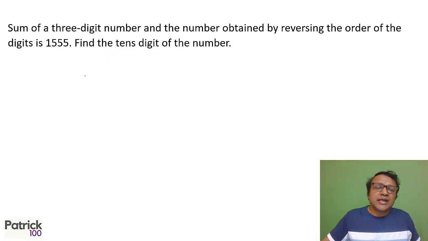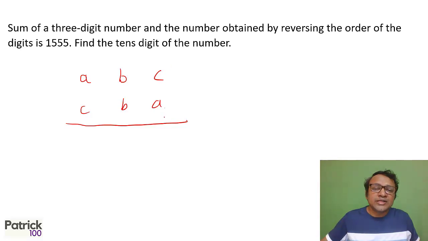How many 3-digit numbers are there? Let's say the 3-digit number is A, B, and C. When you reverse it, C, B, and A. When you add it, if I look at the unit digit, it comes to 5. Now this can be 5 or 15. How do I know? C plus A. I look at the first C plus A. Out here it is 15. Looks like it will be 15 and 1 carry forward.